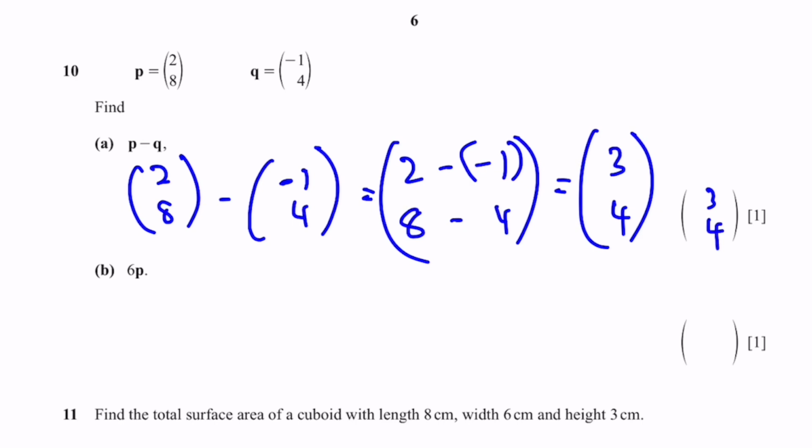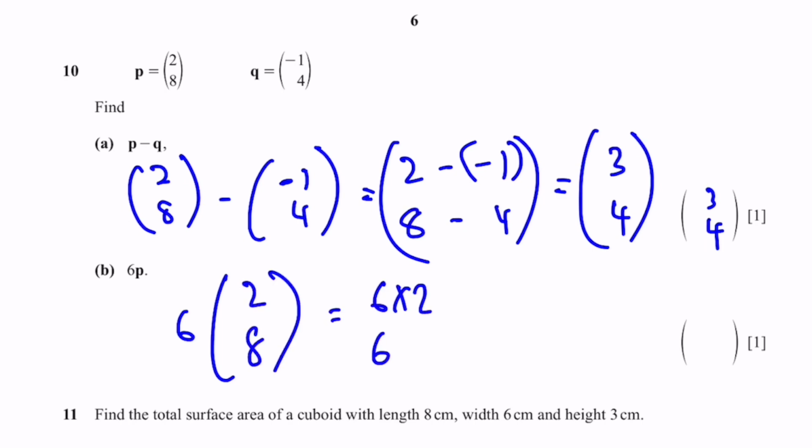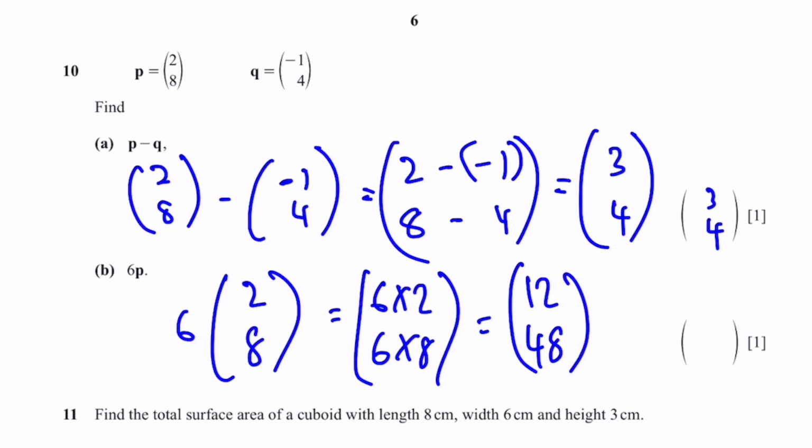B, 6p. That means 6 multiplied by (2, 8). So that means you multiply 6 into 2 and 6 into 8. That's equal to (12, 48). That's the answer.